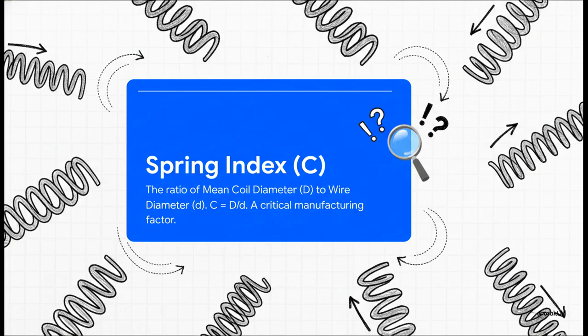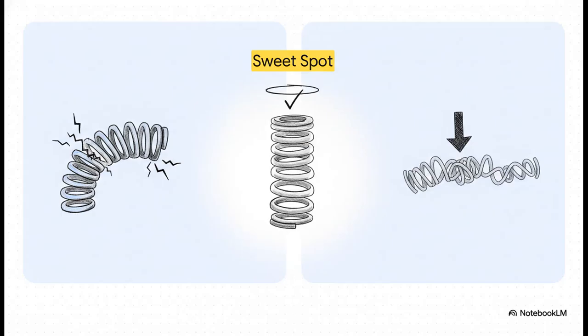Okay, another key concept you have to know is the spring index. All it is is a simple ratio: the big diameter of the coil divided by the little diameter of the wire. The best way to think of it is as the slenderness of the coils. And this one little number tells you so much about how manufacturable your spring is and how stable it will be in action.